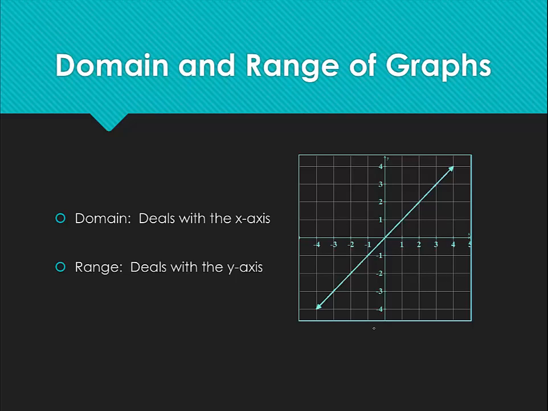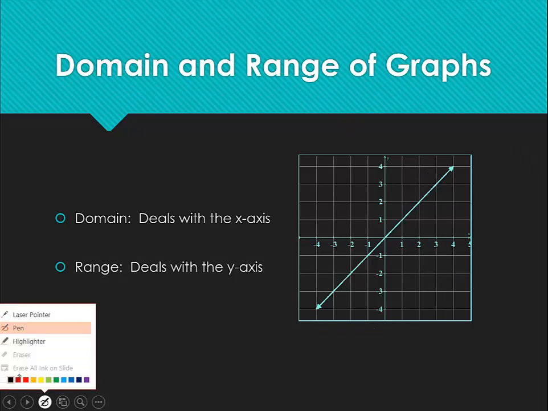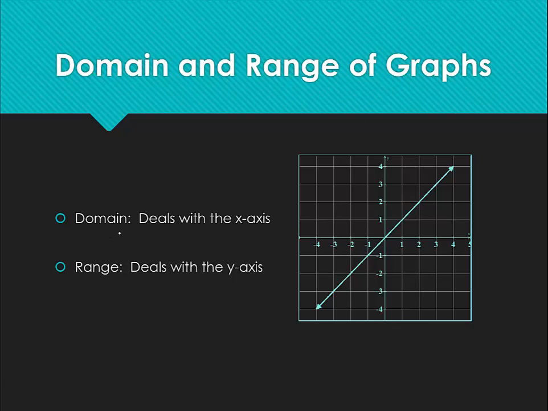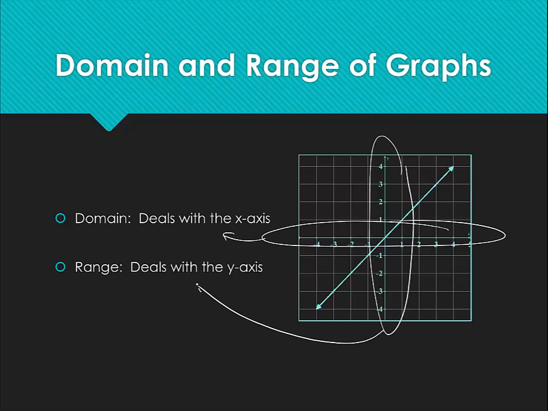Now our domain and range of our graphs. Domain deals with the x-axis, and range deals with the y-axis. For domain, for our sets, we want to go from the smallest number to the largest numbers, meaning from negative numbers to positive numbers. So for domain, you're going to go from left to right. And then range will be from bottom to top, because negative to positive is bottom to top for your range.